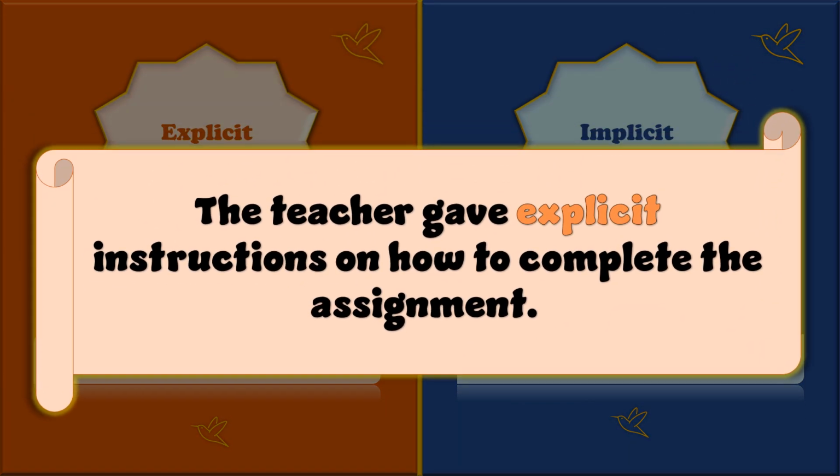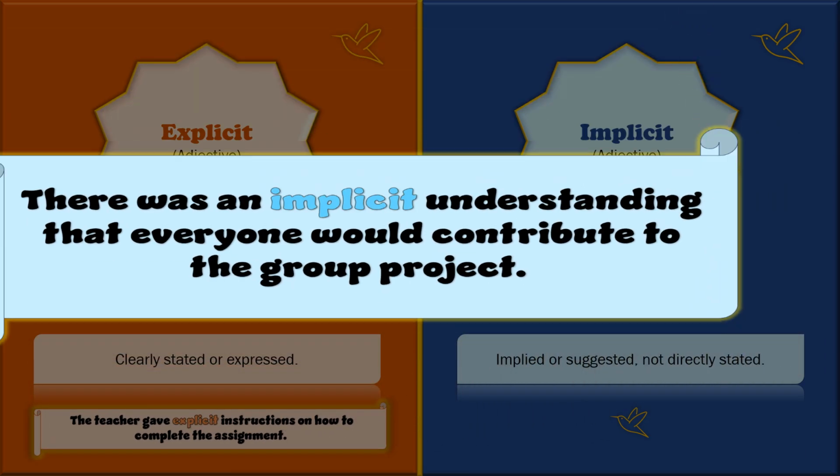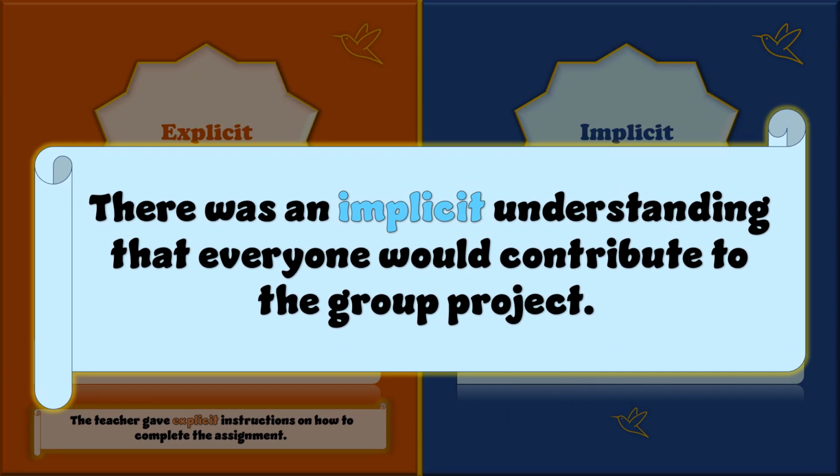Read each example sentence carefully, paying attention to the context. Notice how spelling and pronunciation match the intended meaning in each sentence. The teacher gave explicit instructions on how to complete the assignment. There was an implicit understanding that everyone would contribute to the group project.